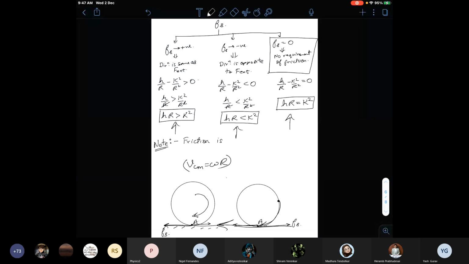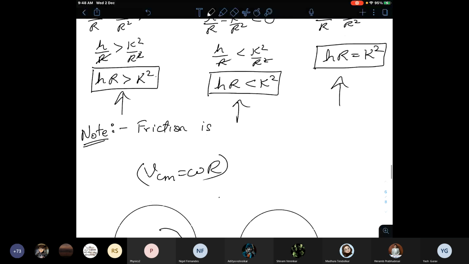It is opposing force. But what it is opposing? It is opposing the velocity. It is opposing the tendency. It is not opposing the external force. It can be in the direction of F external. Or in fact, you can say it like this.